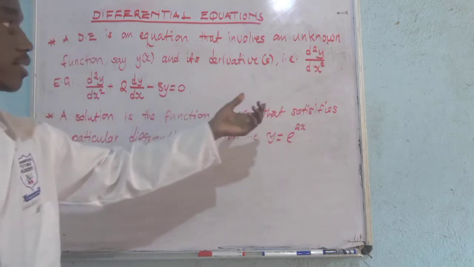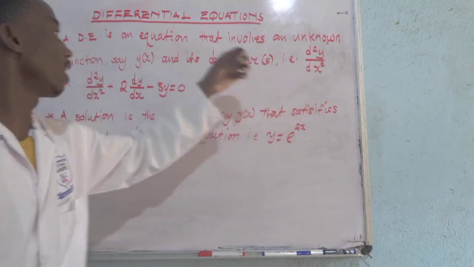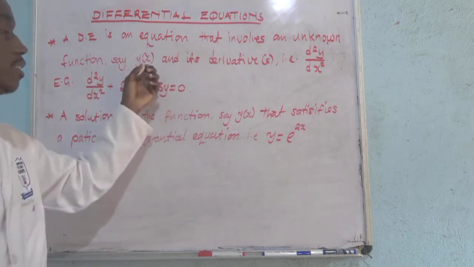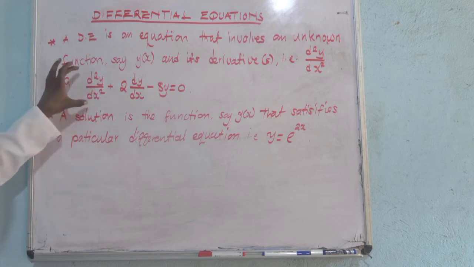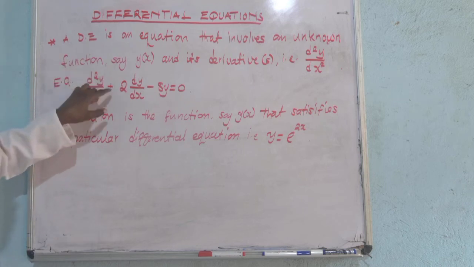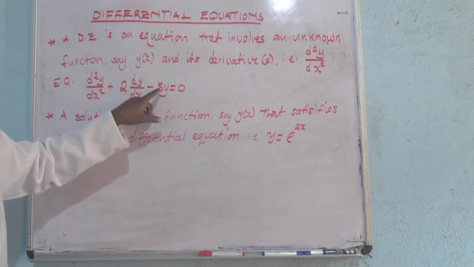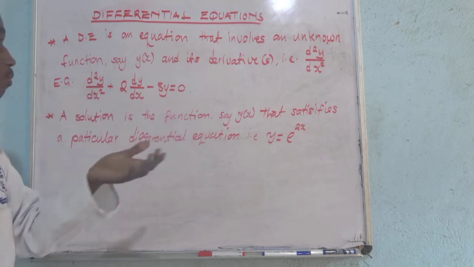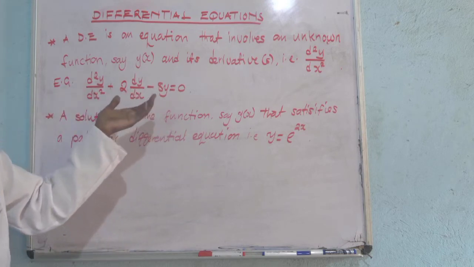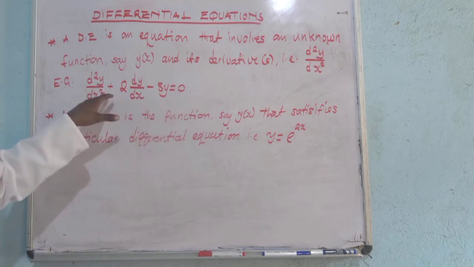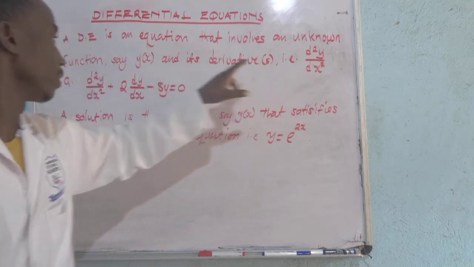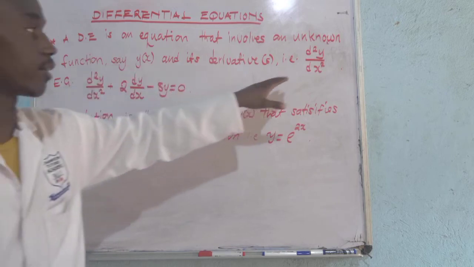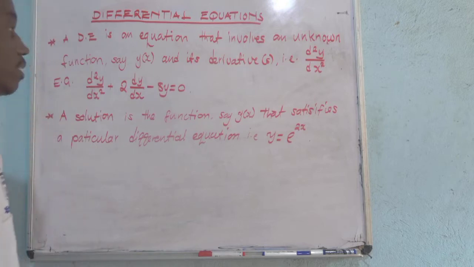Meaning those derivatives that are going to be involved are the derivatives of the function y of x, even though it is not known. Here's an example: the second derivative of the function y plus 2 times the first derivative minus 8 times the function y itself. This is an example of a differential equation. These derivatives can go up to 3, 4, any natural number.